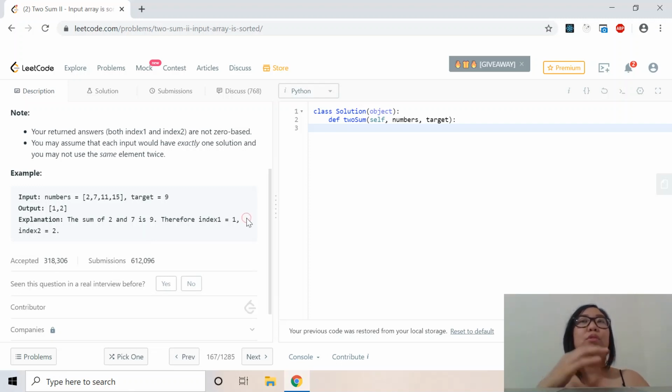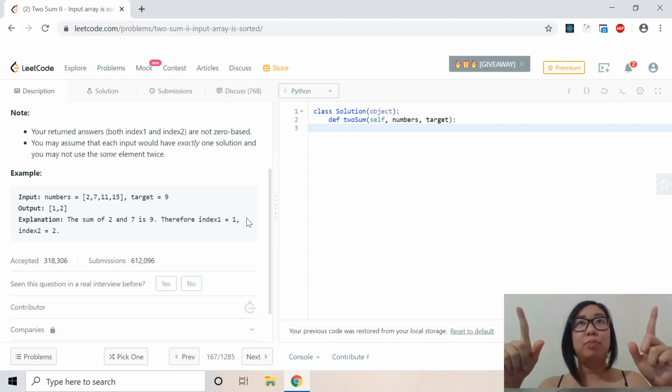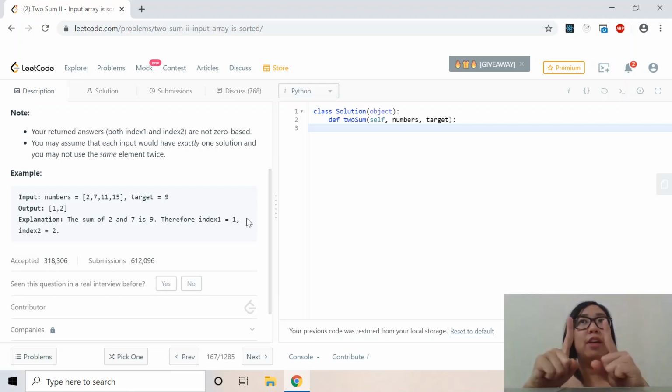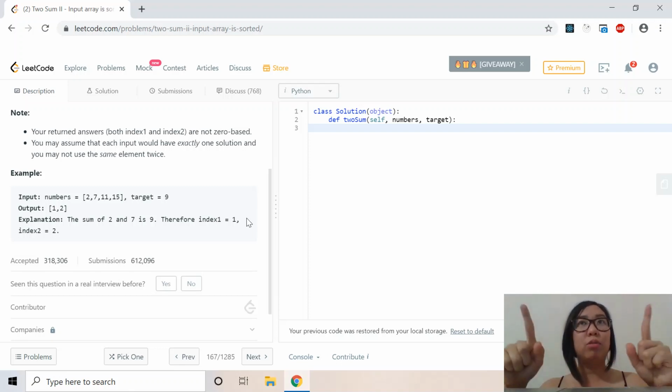So how would I approach this problem? First of all, I would have a left and a right pointer. The left pointer pointing to the leftmost part of the array, and then the right pointer pointing to the rightmost part of the array. And I will see if the number at the leftmost part of the array and the number at the rightmost part of the array sum together to give me the target. If they don't, I will have to move one of the pointers.